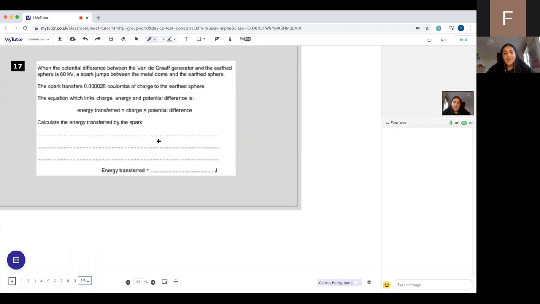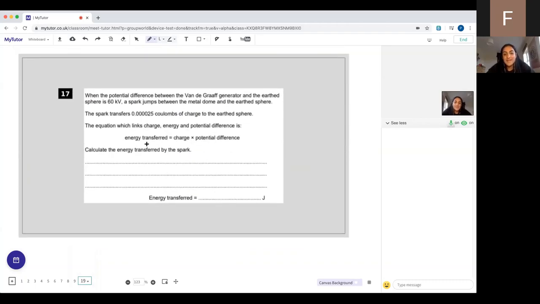And here it is. So if you weren't here yesterday, we did go through the energy transferred, charge and potential difference equation. So this is the equation that links them all together. So don't worry if you weren't here yesterday, just follow the question. It kind of gives you the equation, and try to think about what you might plug into each part of the equation to get the answer out.